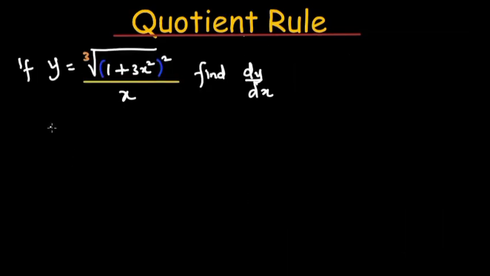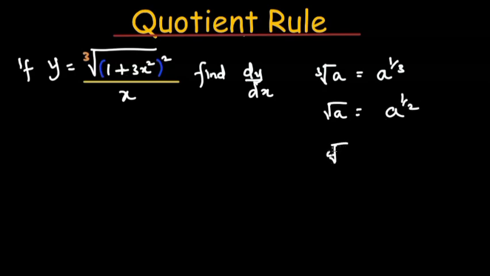So we have another question here. If y equals the cube root of 1 plus 3x squared all squared divided by x, find dy dx. Alright, so the very first thing you have to do is to simplify. Always simplify. To simplify this numerator, you would recall that the cube root of a number is that number to the power 1 over 3. Square root of a is a to the power 1 over 2. The fourth root of a is a to the power 1 over 4.